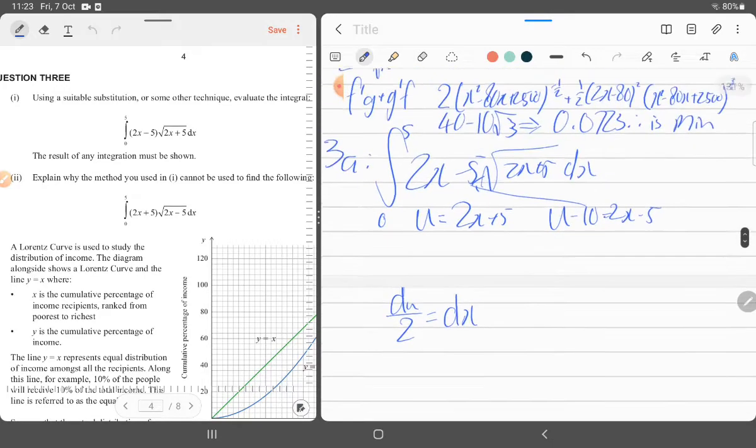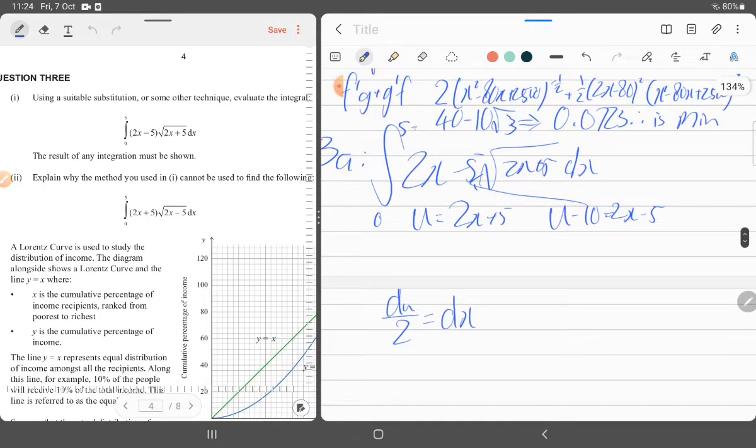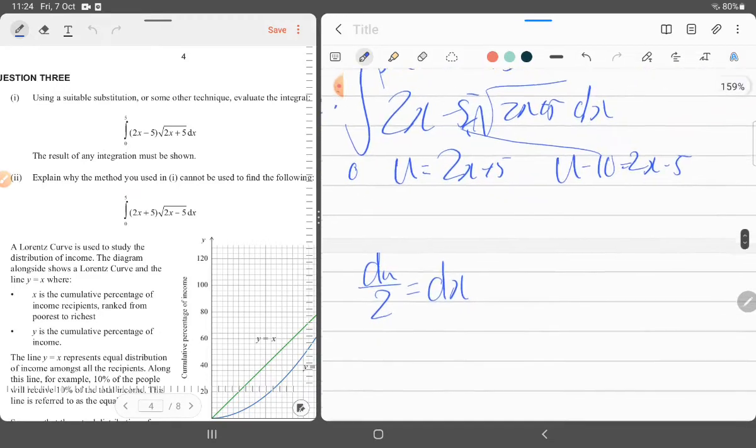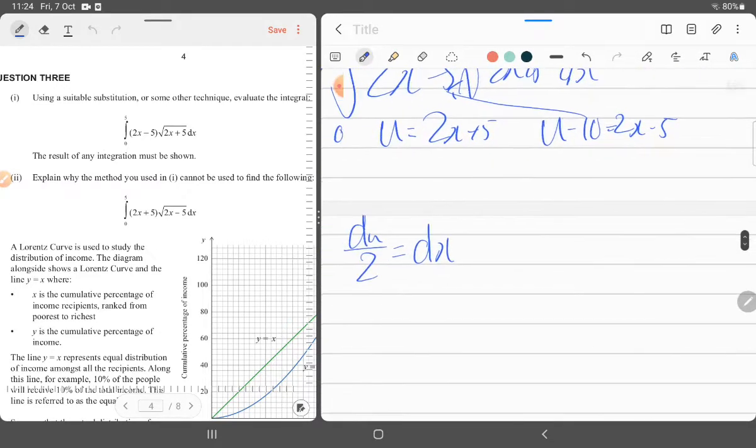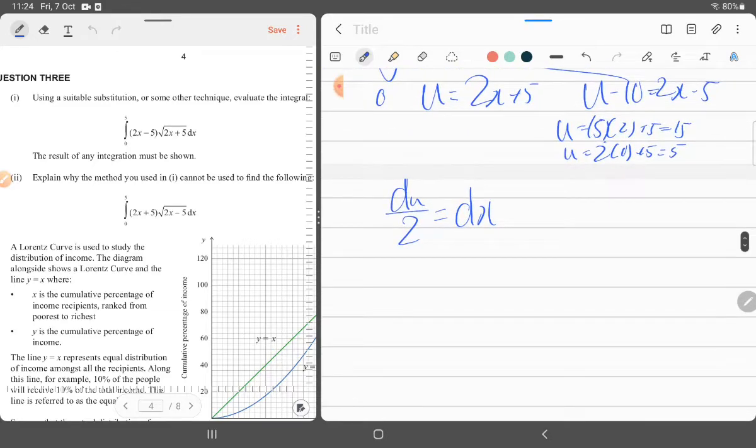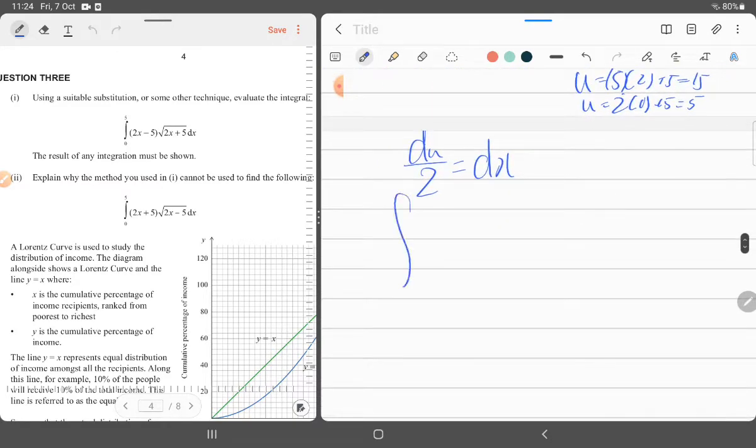And then we need to substitute the limits, since these limits are for x. So u equals 2 brackets 5 plus 5, which is equal to 15. I put the brackets the other way. u equals 2 brackets 0 plus 5, which is equal to 5. So the upper limit is 15 and the lower limit is 5.